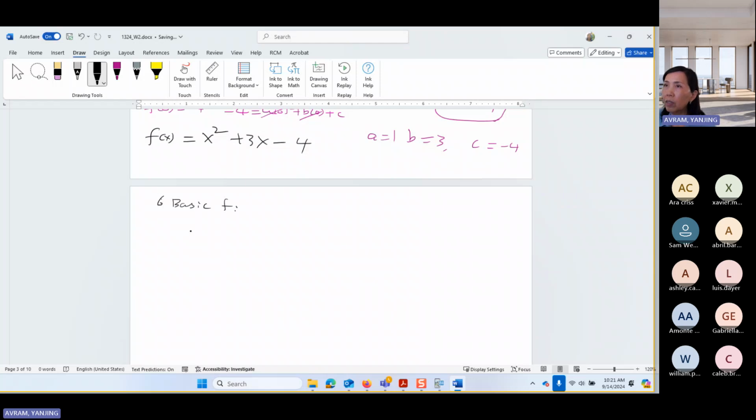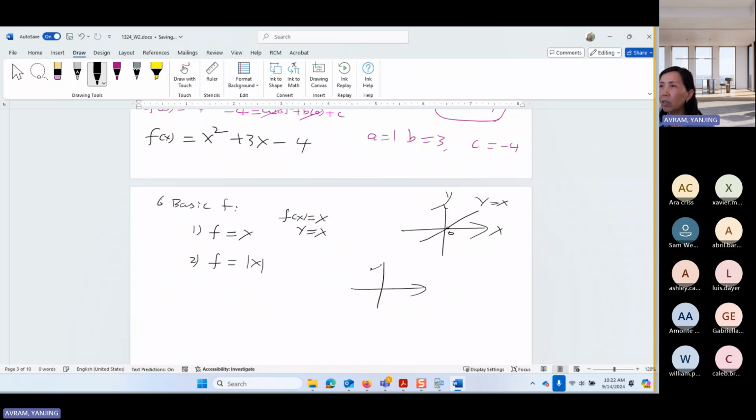The 6th basic function will be f of x equal to x, or y equal to x. This is called the identity function. What's the identity here? That means y and x are always the same. The second one right here is y equal to the absolute value of x. All right, so that is y equal to absolute value of x.